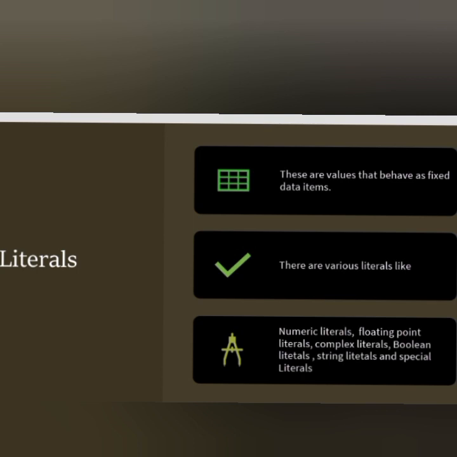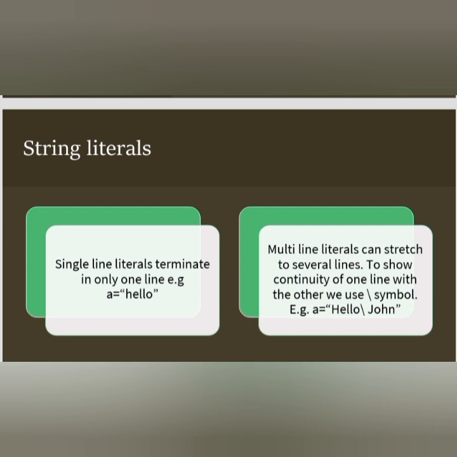The first literal that we are going to see is string literal. They are of two types: single line and multi-line. Single line means giving the value only in one line. For example, if you say a = 'hello', so that is a single line literal. But in multi-line, if you write in various lines, then you have to put a backslash symbol to express the continuity, that yes, the second line that I am writing is a continuation of the first line.